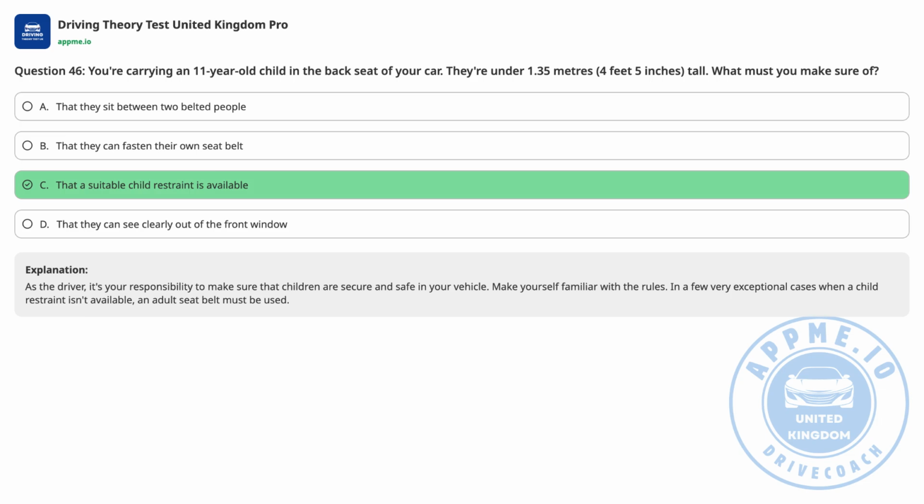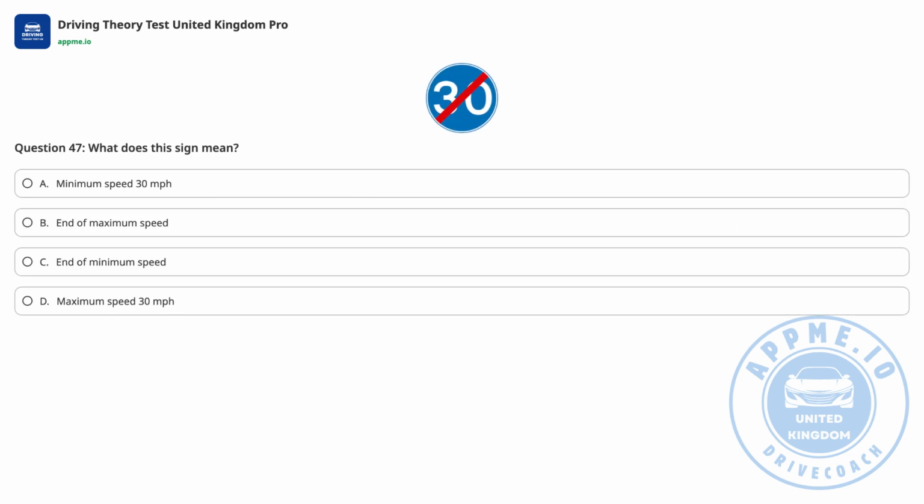The correct answer is C. Question 47. What does this sign mean? A. Minimum speed 30 miles per hour. B. End of maximum speed. C. End of minimum speed. D. Maximum speed 30 miles per hour.